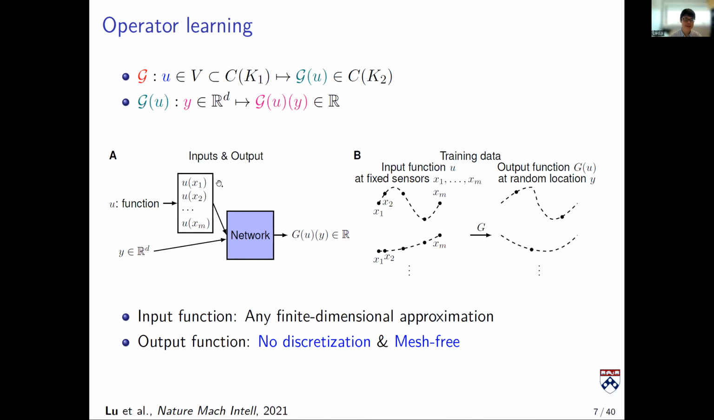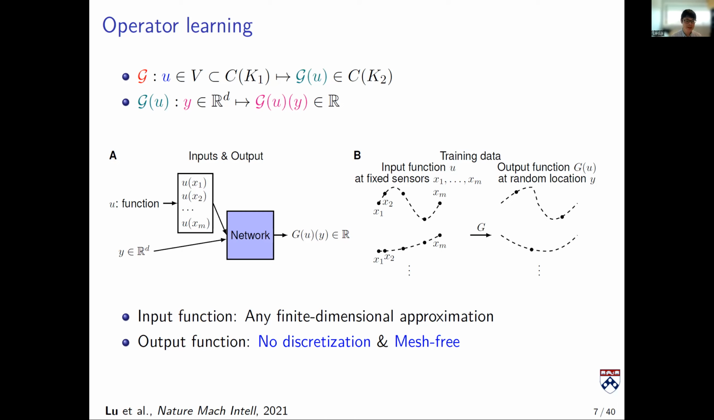So for example, a simple case could be that we draw a mesh on the domain of input function U. For example, x1, x2, and xm are the nodes of the mesh. Then if the mesh is dense enough, the function values on the mesh, U(x1), U(x2), until U(xm), can be used to represent the input function U. Then this is a finite dimension, or actually a dimension of m. Then we can input this into the network without any problem.